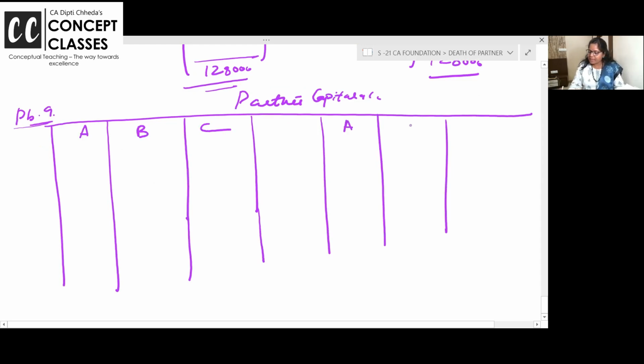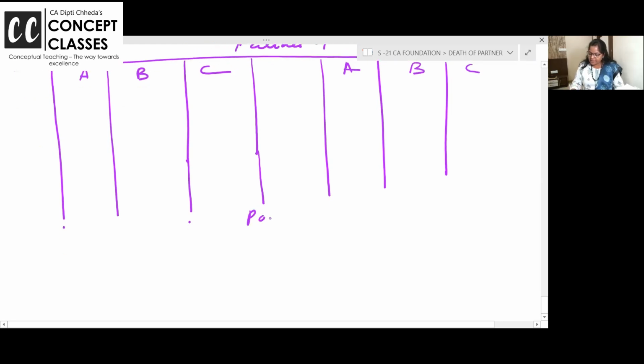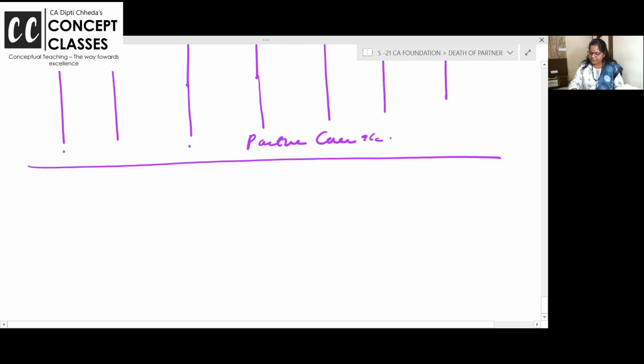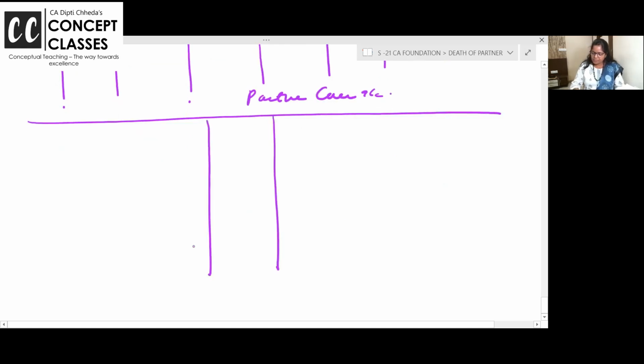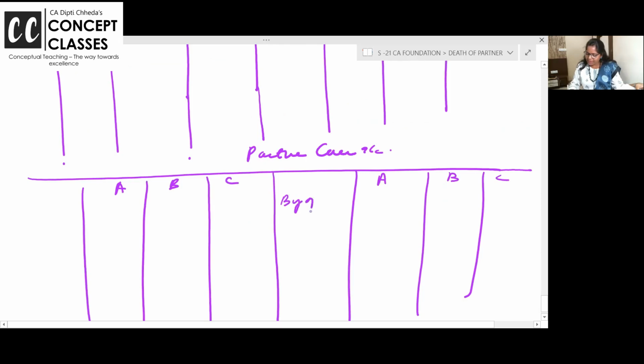A, B, C, A, B, C. Partners' capital account. Next is partners' current account. Make that too, half a page. Okay, start writing the opening balances carefully, dear students. Do it along with me. I am reading and writing. You all also write down current account.